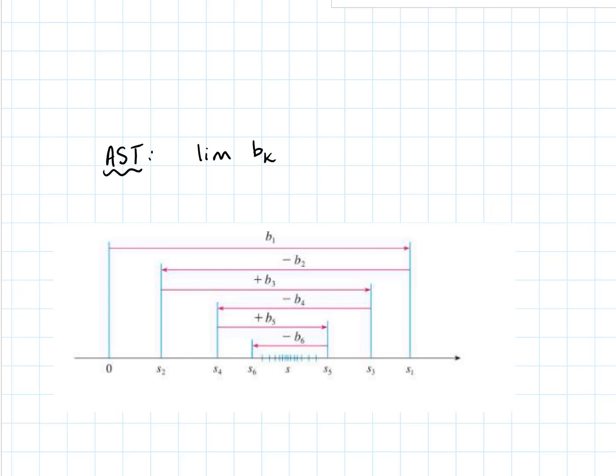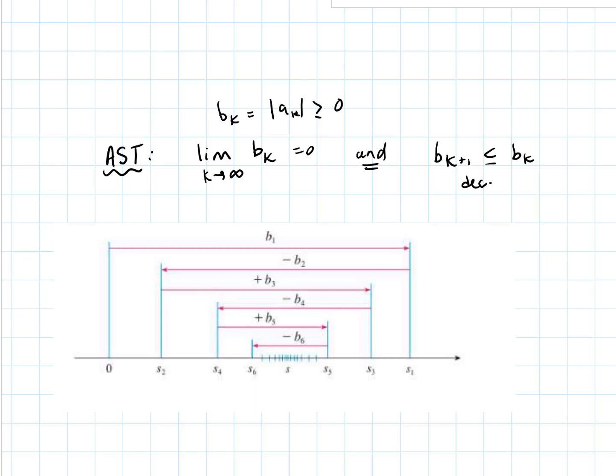B sub k, first of all, is equal to the absolute value of A sub k, so it is positive. B sub k is definitely positive. And the limit of B sub k is 0, and B sub k is decreasing, so B sub k plus 1 is always less than or equal to B sub k. Those two conditions are just how we use the alternating series test. We have to verify those conditions.